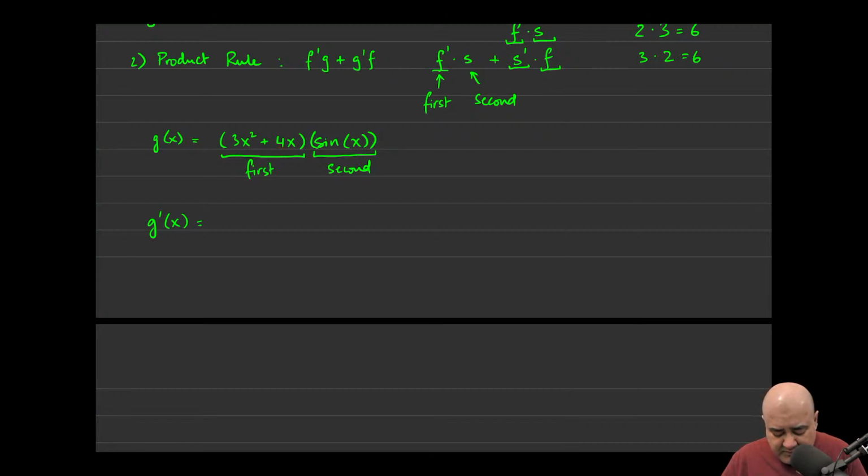So the derivative of the first would be 6x plus 4 times the second, sine x, plus, so far I've dealt with the derivative of the first times the second. I've put a plus sign. Now I have to find the derivative of the second function. So the derivative of the second would be cosine x times the first. So I don't have to touch that function. I just copy it down as I see it.